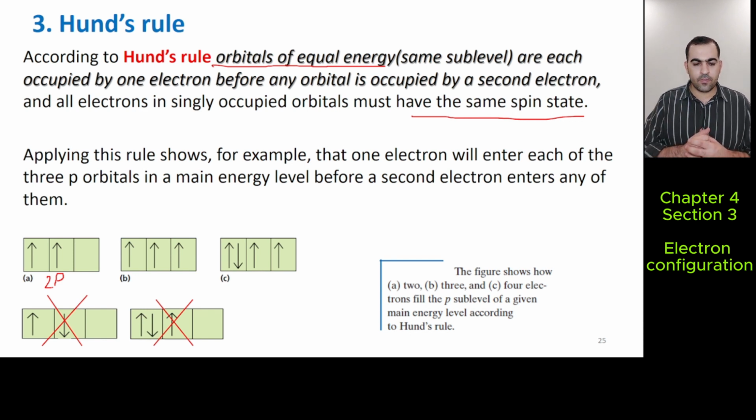There are three orbitals. Imagine we have 2p, p in the second energy level. If there are two electrons in the p sublevel, p has three orbitals. In which orbitals are the electrons? If there are two, each one of them gets one electron before any of these three orbitals gets two.